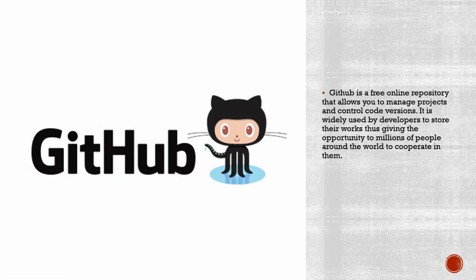I want to speak about GitHub. GitHub is a free online repository that allows you to manage projects and control code versions. It is widely used by developers to store their work, giving millions of people around the world the opportunity to cooperate on them. Principally GitHub and Git are the same, but in GitHub the files are not saved only in local, they are saved in local and online. In the GitHub webpage, you save them on the web.